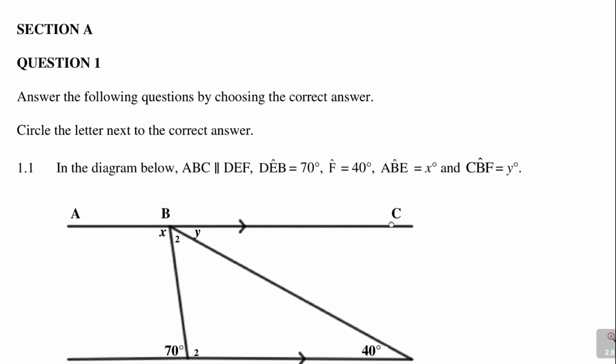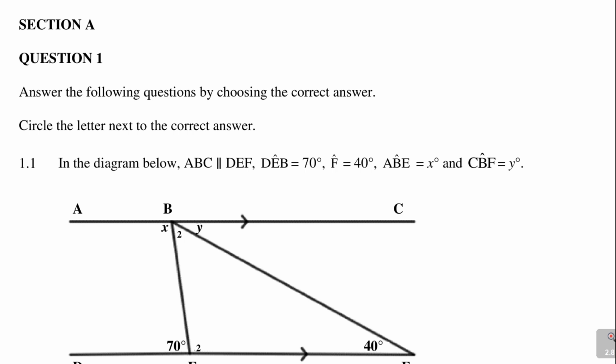Here, question number 1 started with section A. It says answer the following questions by choosing the correct answer. Circle the letter next to the correct answer. Then it says in the diagram below, ABC is parallel. There it is, ABC. Let me make it thicker. It says ABC is parallel to DEF.